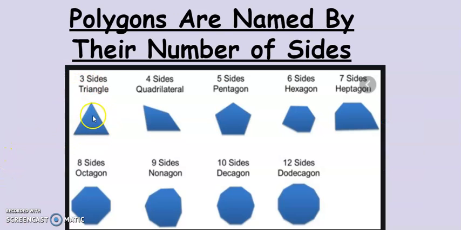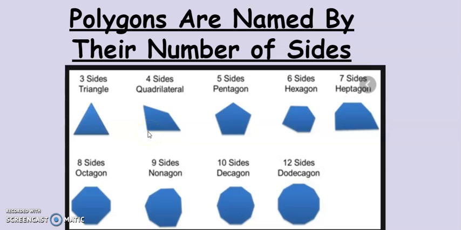If we look at this first shape, in order to know what it's called, we have to count the sides. 1, 2, 3. When we look up here, a three-sided polygon is always called a triangle. Look at the beginning. The word tri means 3. So a three-sided polygon is always called a triangle. Let's go to the next one.